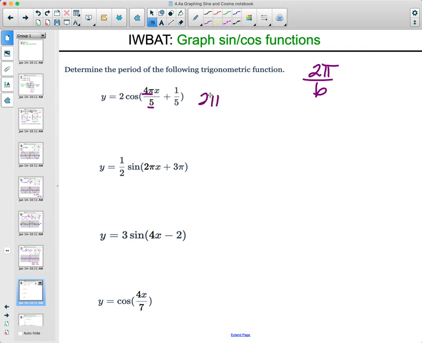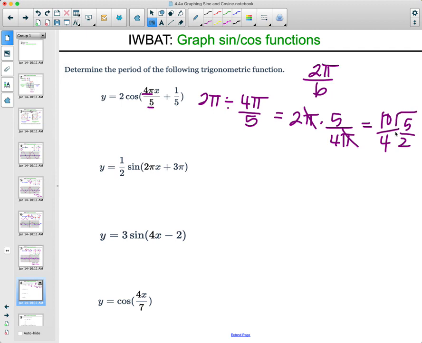So you're doing 2 pi, and I would just write it like this, divided by 4 pi over 5, because then you're going to flip it. Okay, so flip the second and multiply. So then those pi's are going to cancel, and you're going to get 10 over 4, which then simplifies to 5 over 2. So the period of this one is 5 over 2.